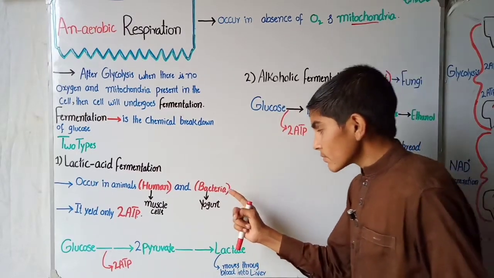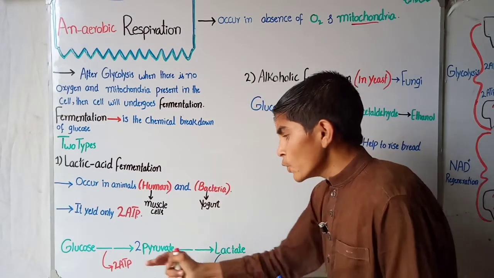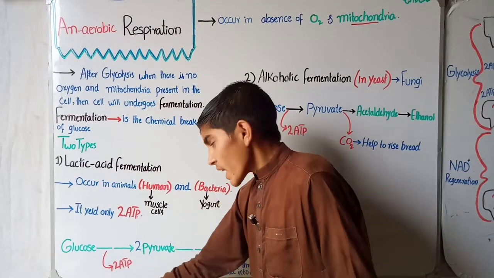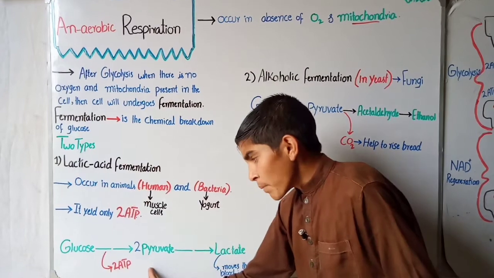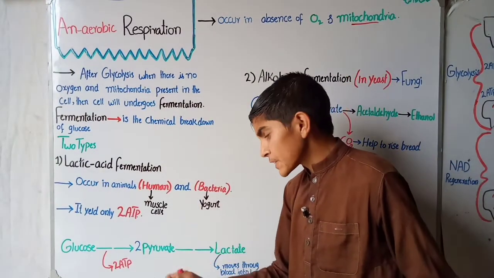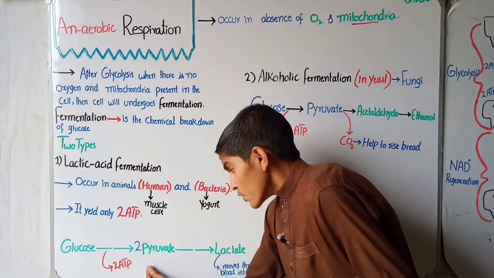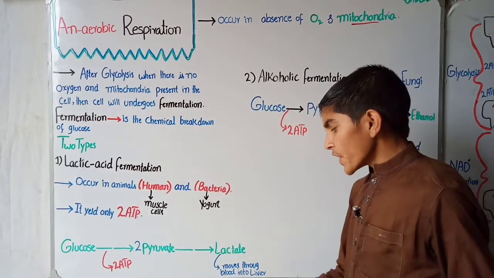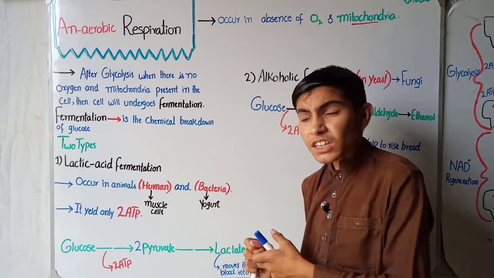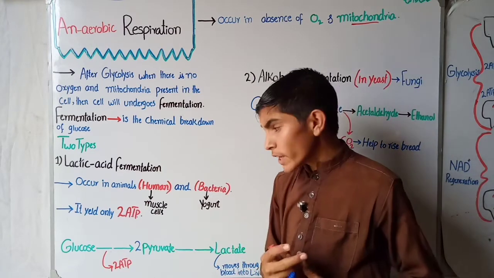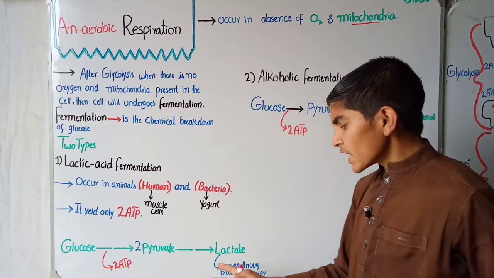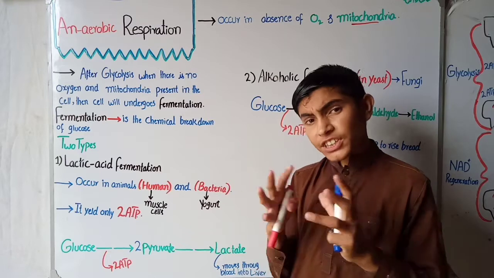Now what occurs? The bacteria use the protein or the glucose of the milk and convert it into pyruvate in the cytoplasm of the bacteria, and then the 2 pyruvate is converted into lactate, and lactate then forms yogurt. Okay, so this was the lactic acid fermentation, where the last product is the lactate.